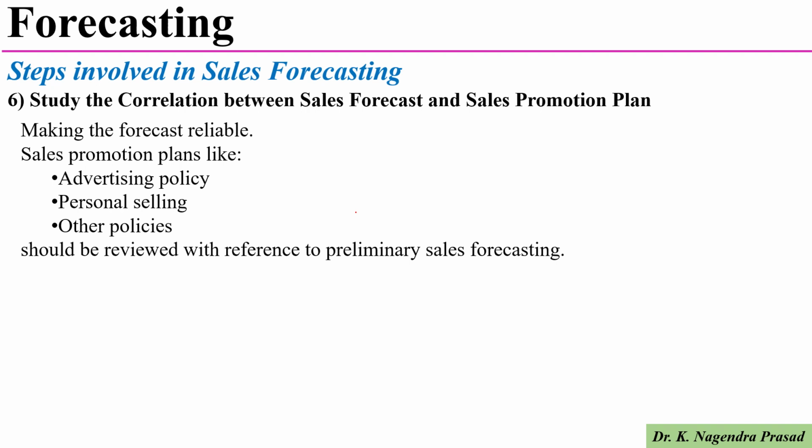And the next step is to study the correlation between the sales forecast and the sales promotion plan, so that the marketing forecast is reliable. In this regard, sales promotion plans like advertisement policy, personal selling policies and other policies should be reviewed with reference to the preliminary sales forecast.